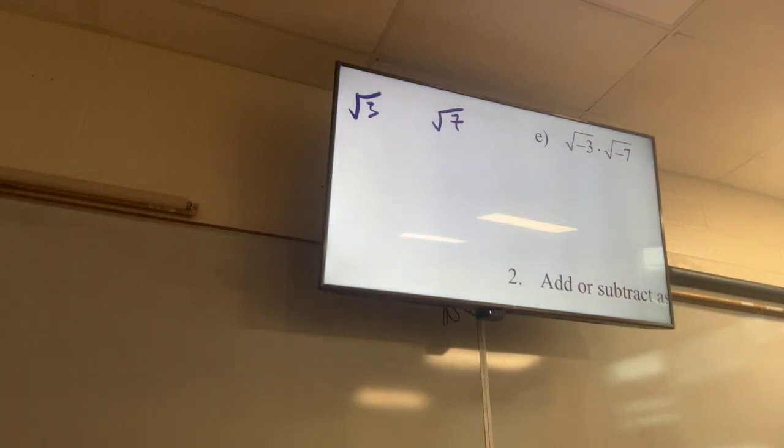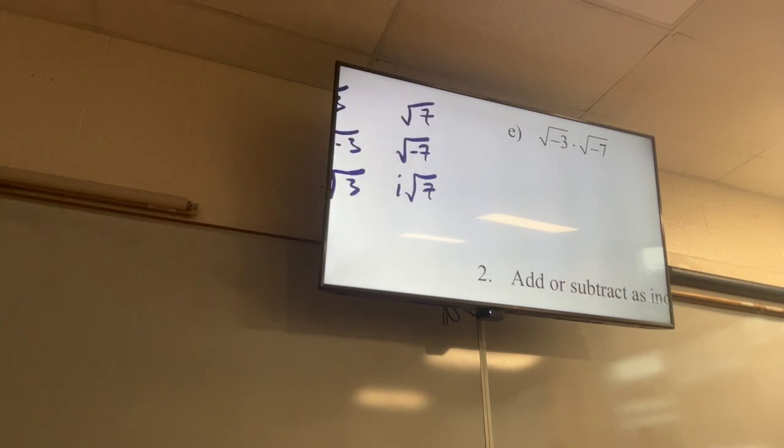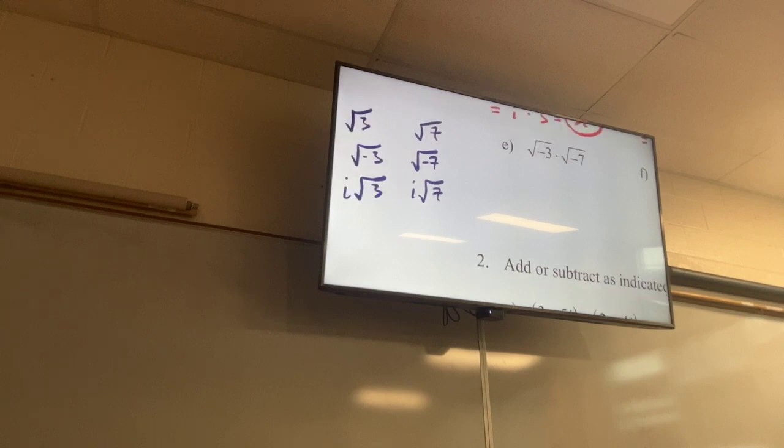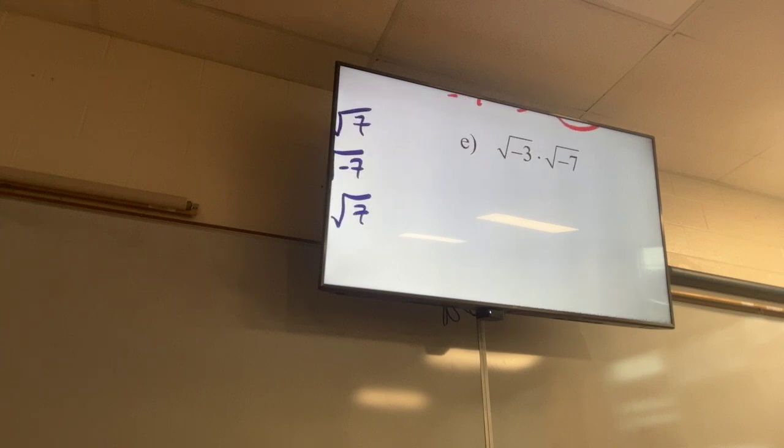Okay? So then what would a square root of negative 3 be? It'd just be i root 3. Just throw an i on there. Okay? Square root of negative 7 would be i root 7. Okay? So whenever there's a negative underneath, you just throw an i in. Yeah, basically. So this becomes the square root of negative 3 times the square root of negative 7. That becomes i root 3 times i root 7.